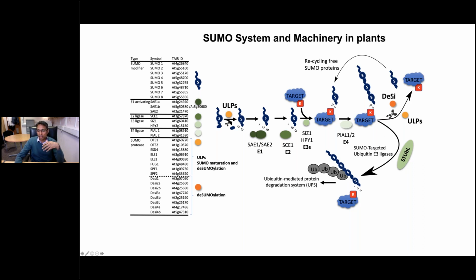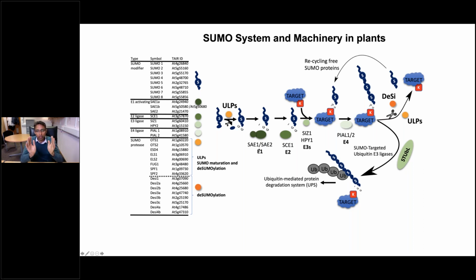So these are new classes of SUMO proteases that we've identified, and we'll go into a little bit more detail on that. And then you have the STUbL proteins, which are ubiquitin E3 ligases that do not form the main part of the SUMO pathway but are important nonetheless. What they do is target SUMO-conjugated proteins for ubiquitin-mediated degradation. So they are ubiquitin E3 ligases which specifically target SUMOylated proteins for degradation.